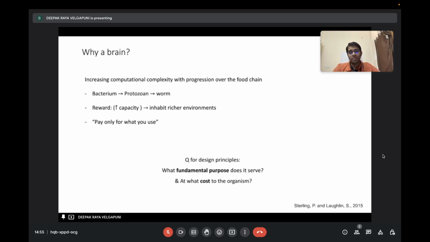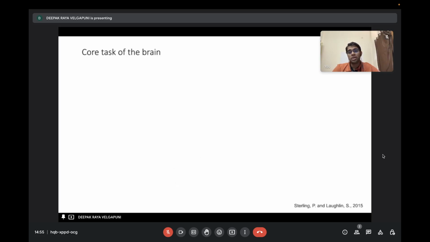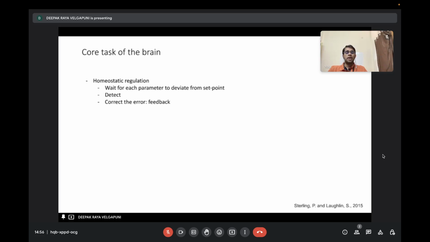So a question for the design principle of the nervous system is: what fundamental purpose does it serve, and at what cost to the organism? So what's the core task of a brain? Does anyone know what the core task of a brain is? Yes, exactly. It is used for homeostatic regulation. By homeostatic regulation I mean: wait for a parameter to deviate from a set point, detect the deviation, and correct the error via feedback and control the process.